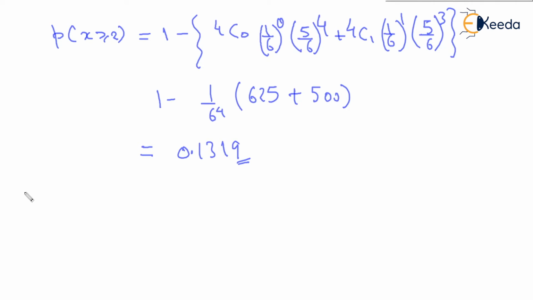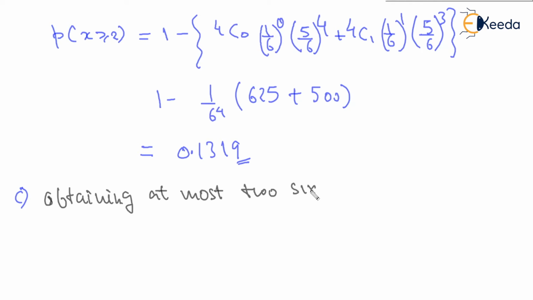So let's say the third part is obtaining at most 2 sixes. Obtaining at most 2 sixes. That is, x should be less than or equal to 2. At most 2. Or you can say x can take 0, 1 and 2, right?